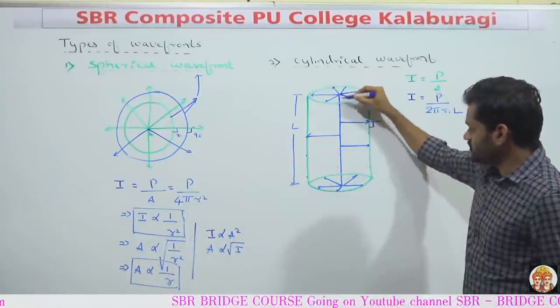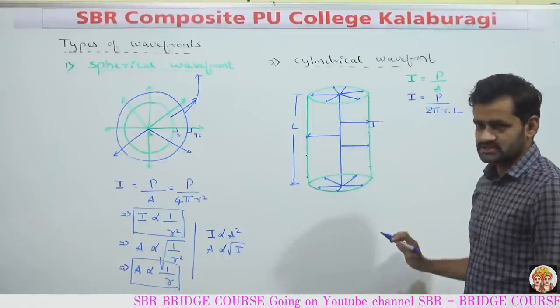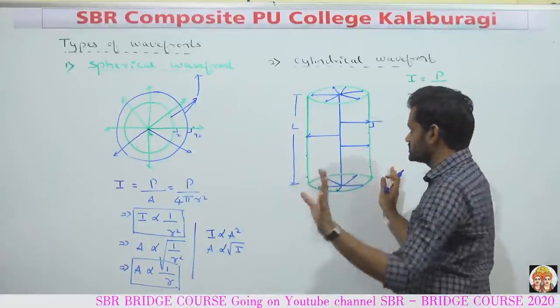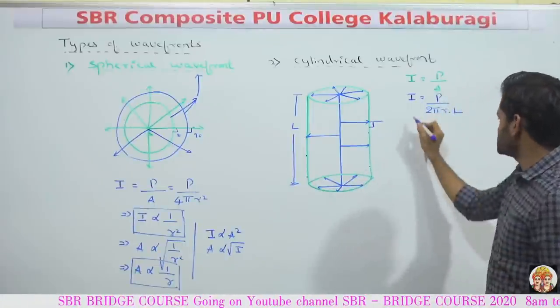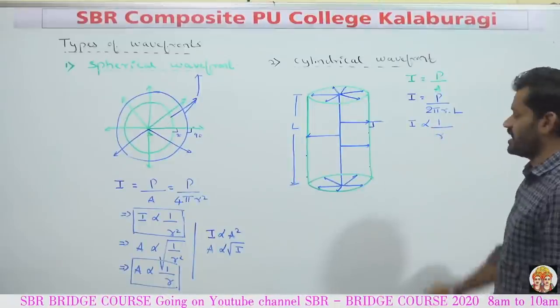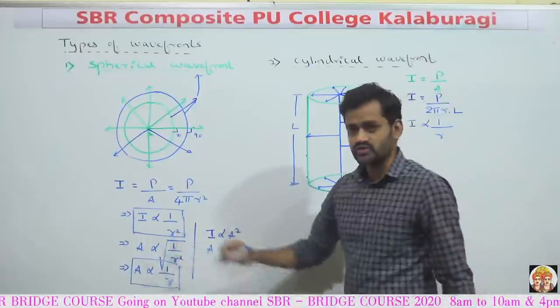Whatever the length of this linear source is, that will be the length of this cylinder. For one more cylinder, the length will also be the same. Which one changes there? The radius will change. We can say that intensity is inversely proportional to r. Here r, here r square.